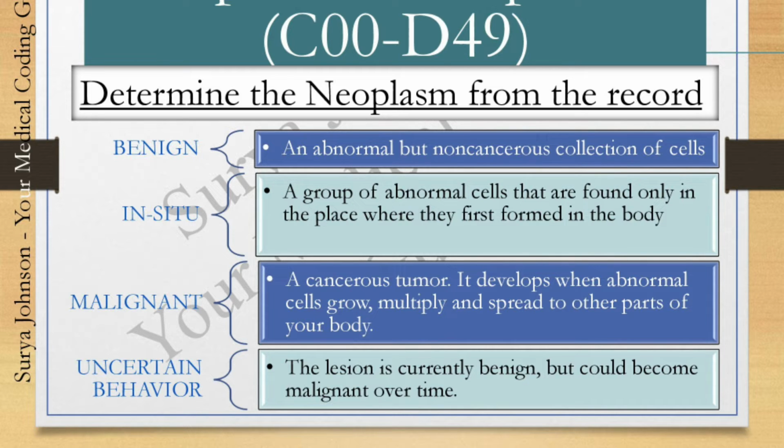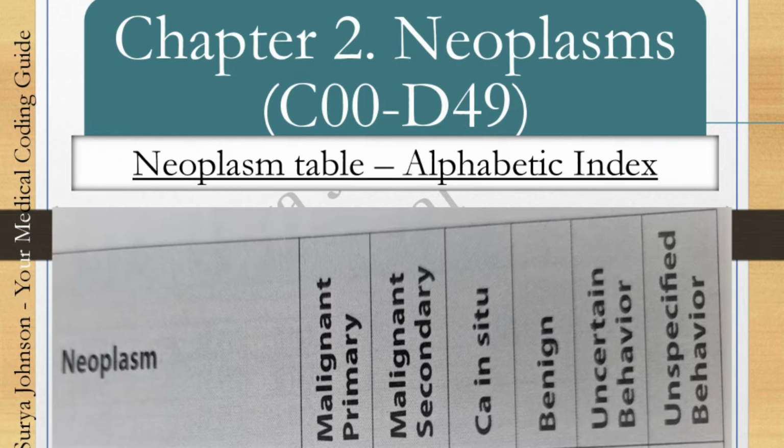So, why do I want you all to know what is malignant, what is in situ, what is benign and what is uncertain behavior? Because the neoplasm table that is available as a part of the alphabetic index is segregated or divided based on these terms only.